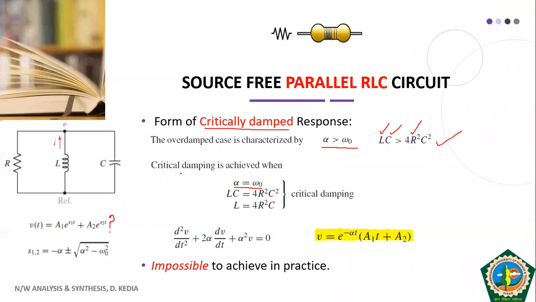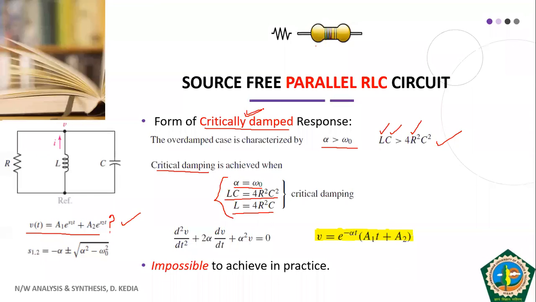So for critical damping, the situation is very clear. We have alpha equal to omega naught. In that case, LC will be equal to 4R square C square. Fine. So LC is equal to 4R square C square. We get L is equal to 4R square C. So if this condition is met, our circuit will behave in a critically damped fashion. Remember this. And dear students, this equation which I have shown with a question mark was for the case of overdamped and underdamped condition, but this equation will not apply to critically damped.